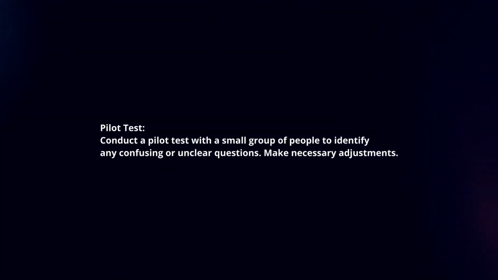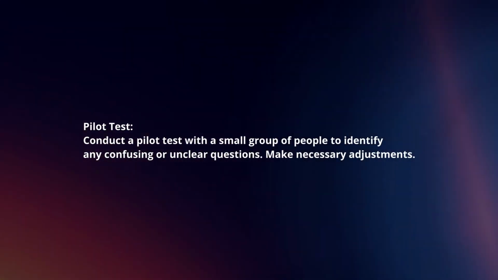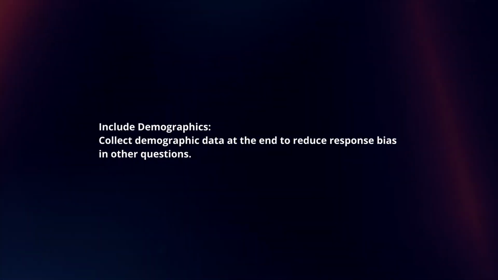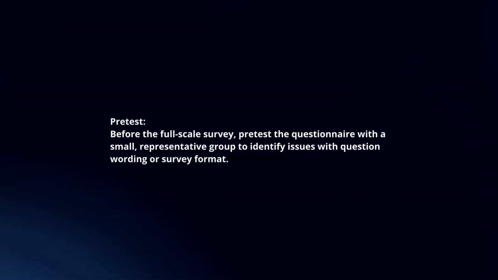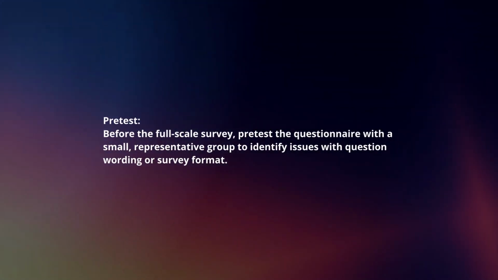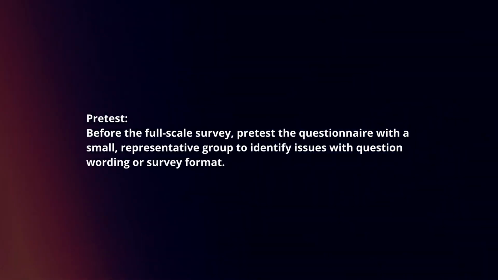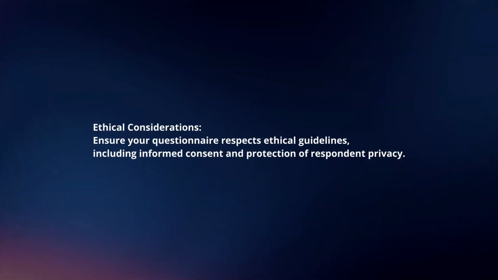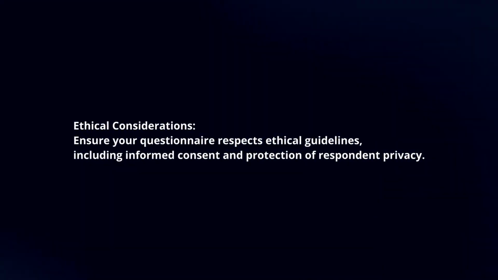Pilot test. Conduct a pilot test with a small group of people to identify any confusing or unclear questions. Make necessary adjustments. Include demographics. Collect demographic data at the end to reduce response bias in other questions. Pre-test. Before the full-scale survey, pre-test the questionnaire with a small, representative group to identify issues with question wording or survey format. Ethical considerations. Ensure your questionnaire respects ethical guidelines, including informed consent and protection of respondent privacy.